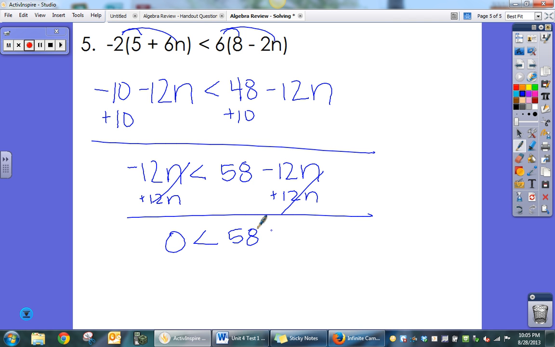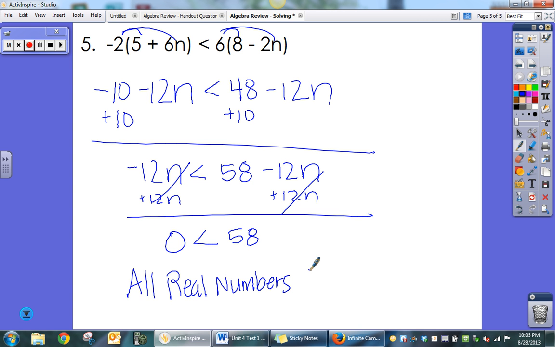Now, since this is a true statement, it is true that 0 is less than 58, my answer is all real numbers. And what that means is any real number that I plug in here will create a true statement. I could pick 2 and it will work. The left side is going to be less than the right side. If I pick 17, it's going to work. If I pick negative 8, it will work. Any real number that I choose to put in there will work.